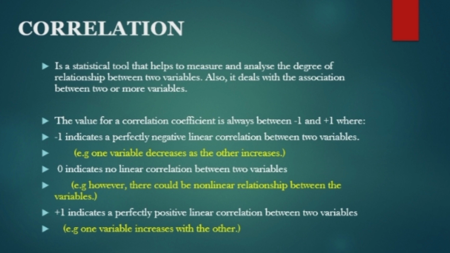0 indicates no linear correlation between two variables. Example, however, there could be non-linear relationship between the two variables. +1 indicates a perfectly positive linear correlation between two variables. Example, one variable increases with the other.